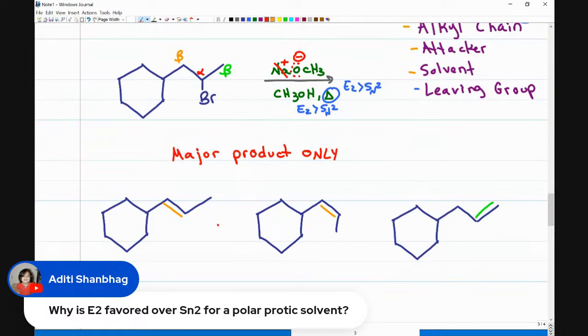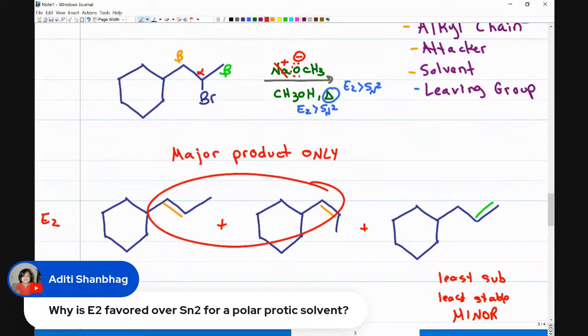These are your 3 products for an E2, which is all very nice, but we weren't asked for 3 products, and that would be a waste of time. We're asked for the major product only. So you have 2 ways that you can come up with a major product. Option number 1 is do what I did here and then analyze everything. Recognize that this pi bond is the least substituted. That means it's the least stable, and if it's the least stable, this is going to be the minor product.